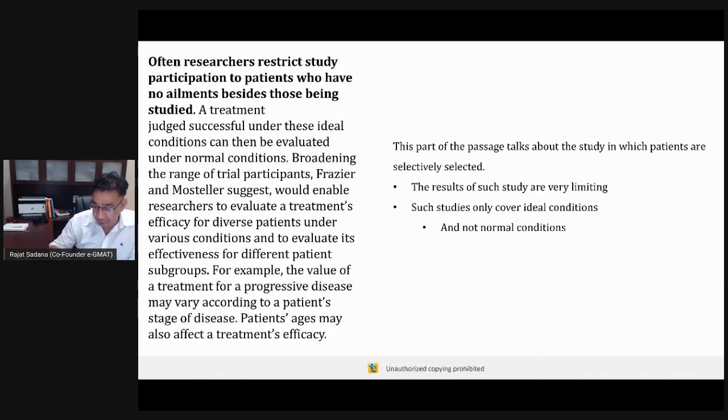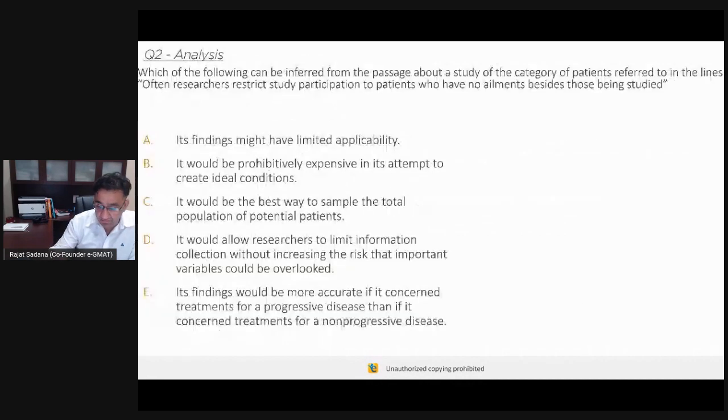There are two things which can be inferred. One is that the results are limiting. Why? Because that's why you need to really do a two-stage study, and they cover ideal conditions. Those are the two things that you have, and which leads to which answer choice? Let's see how you polled on this one. Most of you chose the correct one, which is choice A.